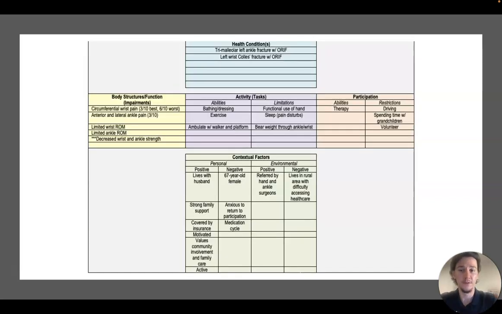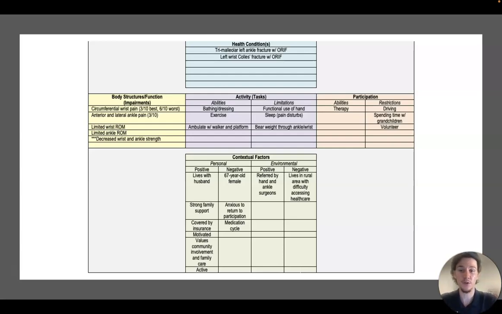So to start with her personal factors, the positives, she lives with her husband and she has strong family support. Living with her husband means that she has someone in the house with her who is able to help her if she needs it while she's healing. She has the strong family support, which means she's going to be uplifted and she's going to have that extra motivation, which is also listed there because she specifically stated that she is very motivated to return to her full health and get back to doing the things she loves to do.